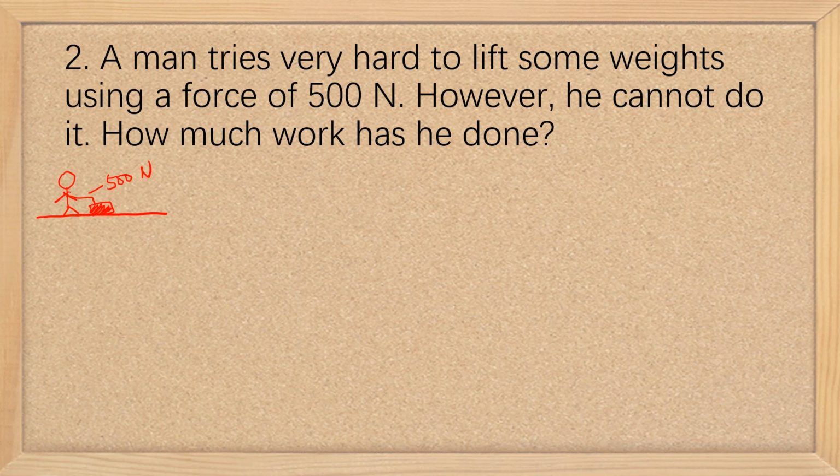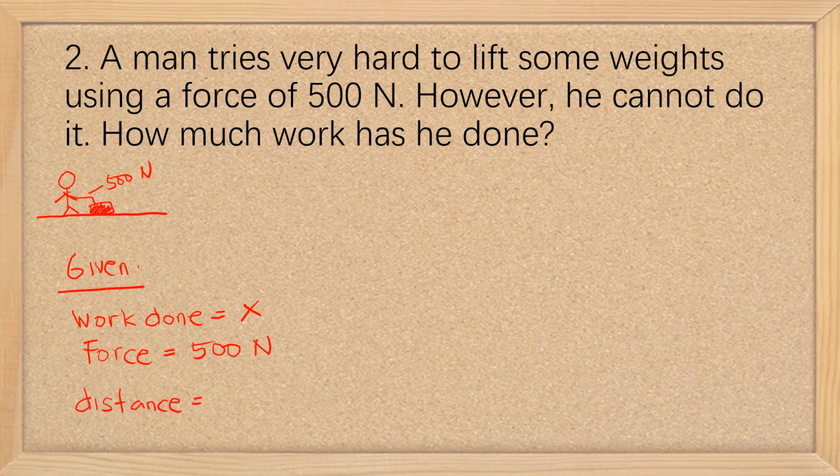Let's try to identify first our given values. Our given here is work done, and we don't know yet. How about the force? The force here is 500 Newton. And how about the distance? He cannot do it, meaning the object is not moving at all, so this is 0 meters. Our formula is work done equals force multiplied by your distance.